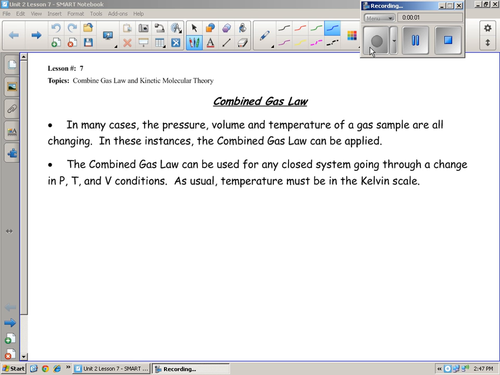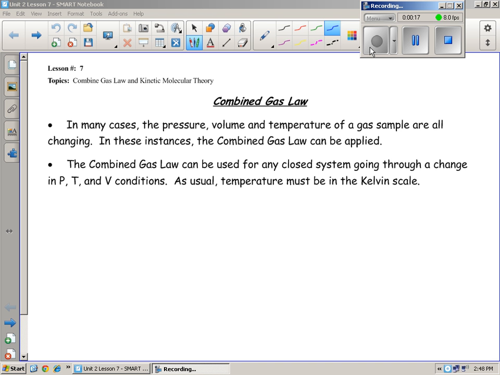Math stuff yet, and there was no point. Okay, we could have done some math on Boyle's law, we could have done some on Charles' law, we could have done some on Gay-Lussac's law. We could have done all that individually, or we could just do it all together, and that's what we're going to do right now. And this is called the combined gas law. This takes care of all those things for you.